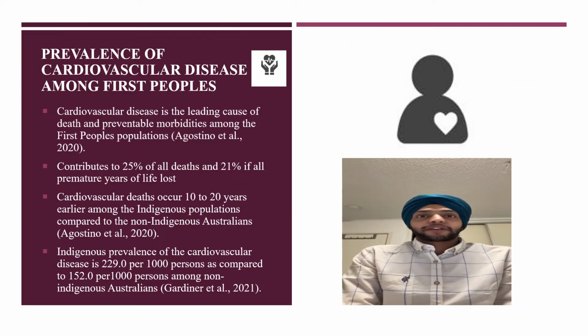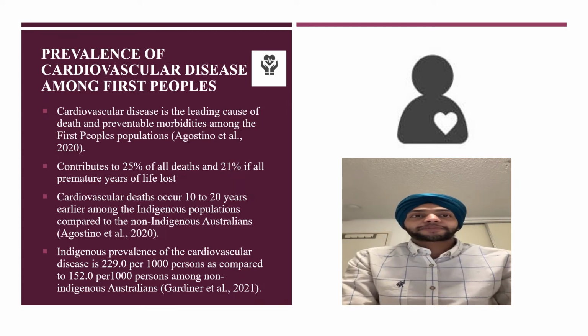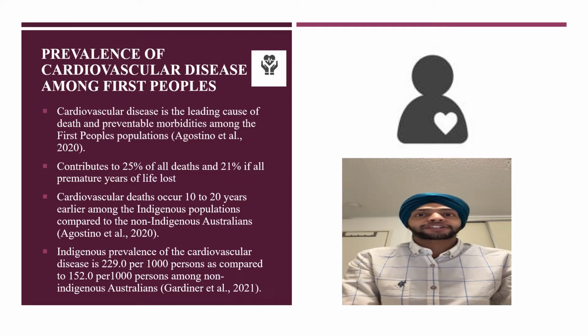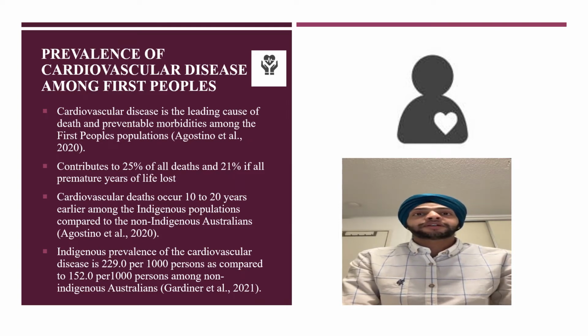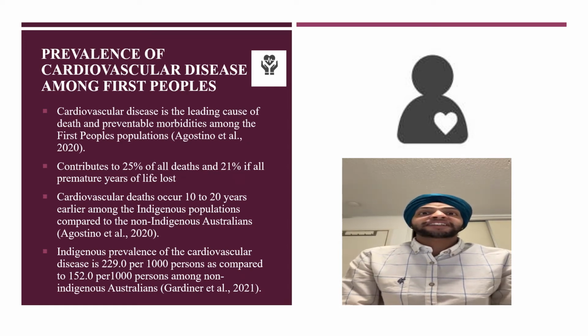I will discuss the prevalence of cardiovascular disease among first people in this slide. Cardiovascular diseases are the leading cause of death and preventable morbidity among the first people population. Indigenous Australians' prevalence of cardiovascular diseases is 229 per 1,000 persons as compared to 152 per 1,000 persons among non-Indigenous Australians. Hospitalization for cardiovascular disease is also twice as high among Indigenous Australians than non-Indigenous Australians.